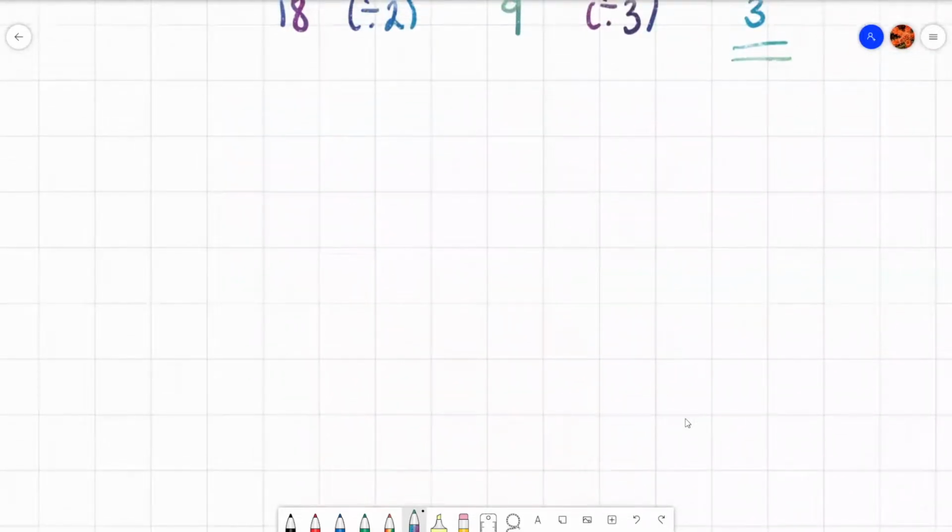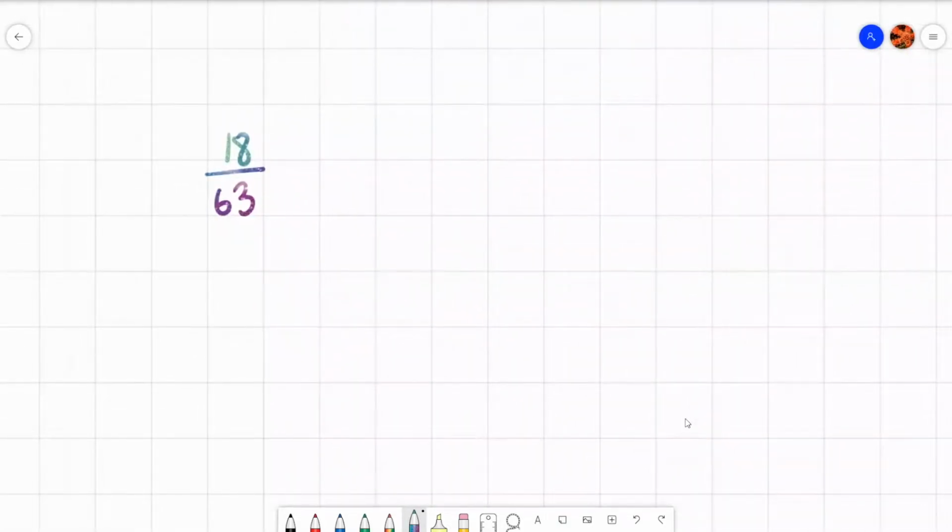Let's have a look at another example. Let's do 18 over 63. Okay, 18 is even, but 63 is not even. So I can't divide this by 2 and this by another number. That would be incorrect. I have to divide both top and bottom by exactly the same number. So what can I divide 18 and 63 by? Which times table do you get the number 18 and 63 in? I think the 3 times table.